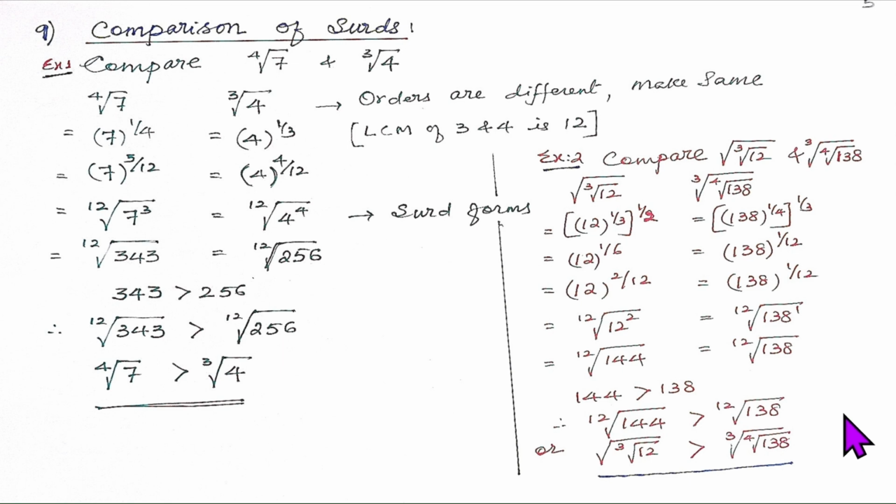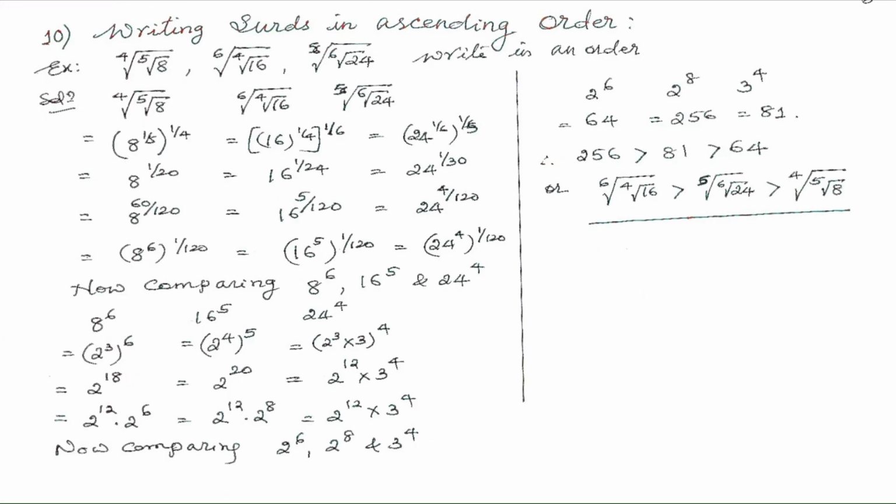So this is a very simple method, but you have to know how to do it. The procedure is very simple. Convert the surd form into index form, make the denominators the same, make the order the same, and then compare the radicands. Whichever radicand is greater, that will be the greatest surd. Remember that. Now, writing surds in ascending order.